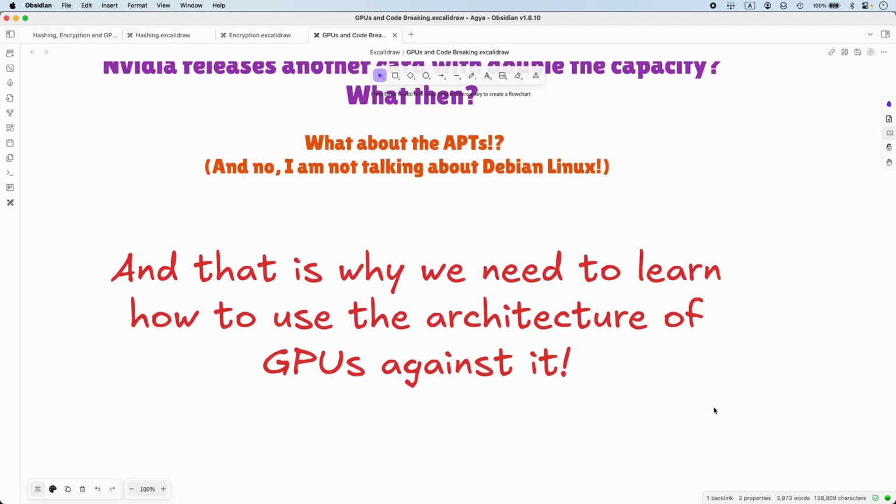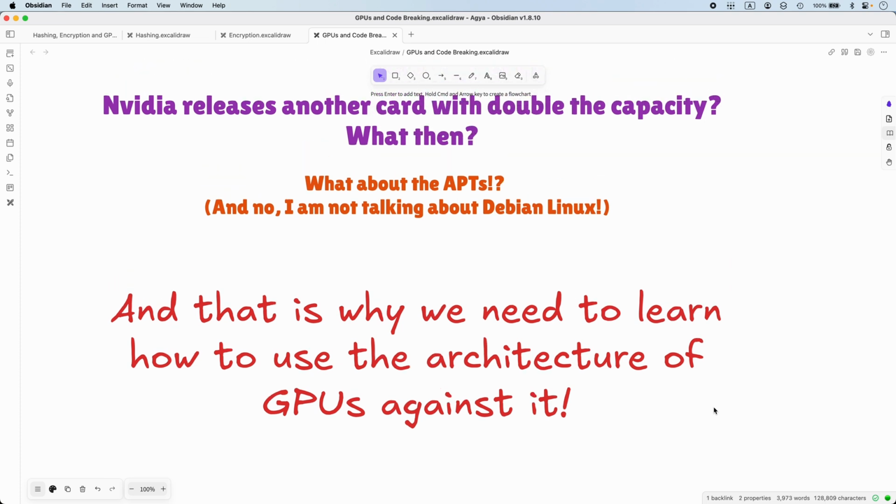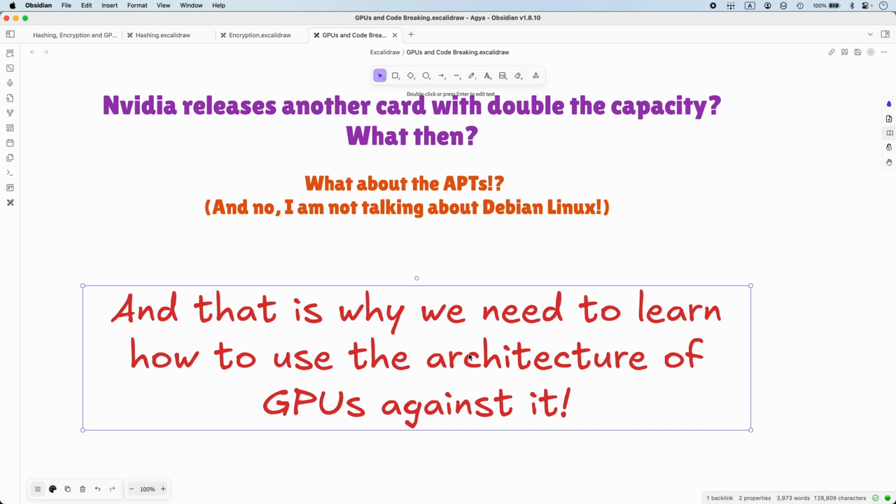So, GPUs are not silver bullets, not even close. GPUs have a certain architecture. Okay, and you can use that architecture of a GPU against it to create hashing and encryption mechanisms which cannot be broken using a GPU. And I will talk about that in another video.